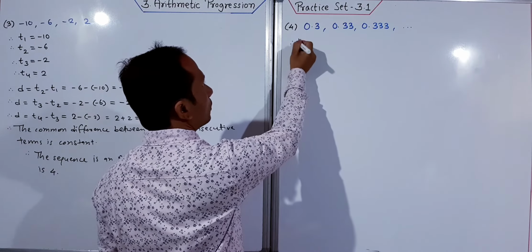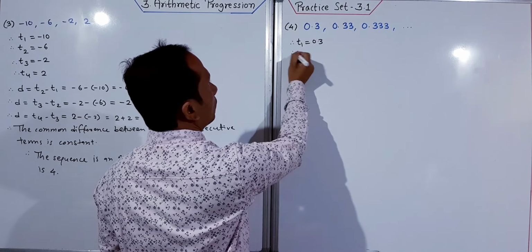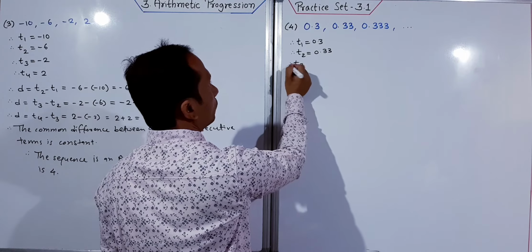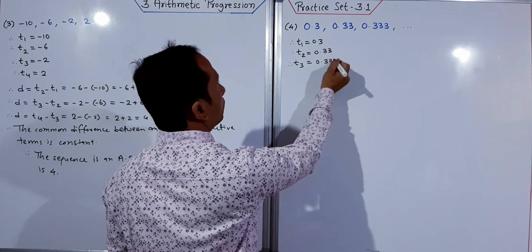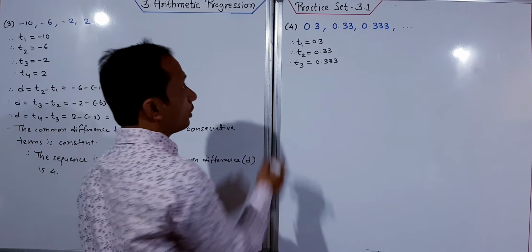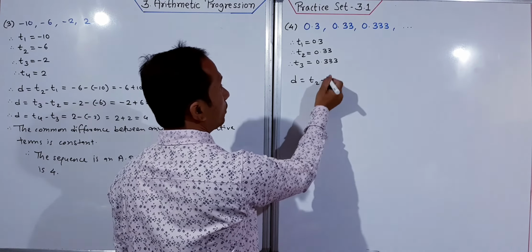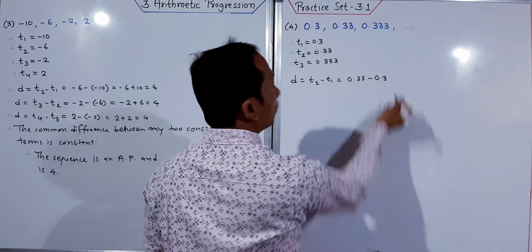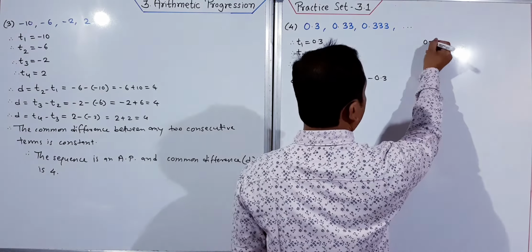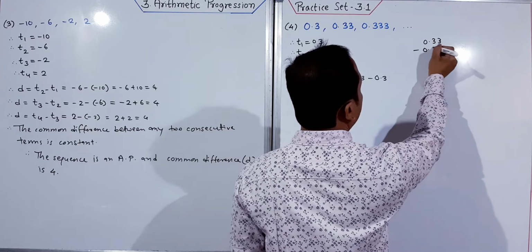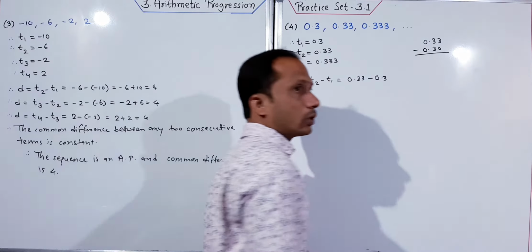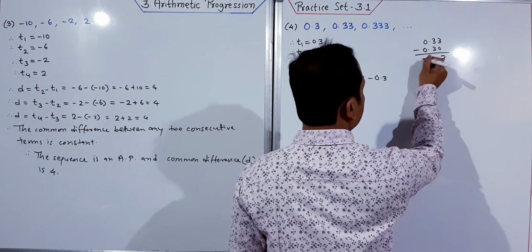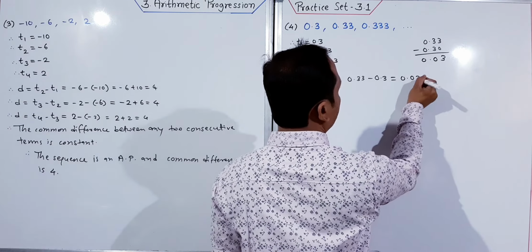Therefore T1 is equal to 0.3, T2 is equal to 0.33 and T3 is equal to 0.333. Same way, D is equal to T2 minus T1, which is equal to 0.33 minus 0.3. How to do this? I will tell you. You write 0.33 minus 0.3. Here is nothing, so here is 0. So 3 minus 0, it is 3 only. 3 minus 3, it is 0. So you will get 0.03 first.